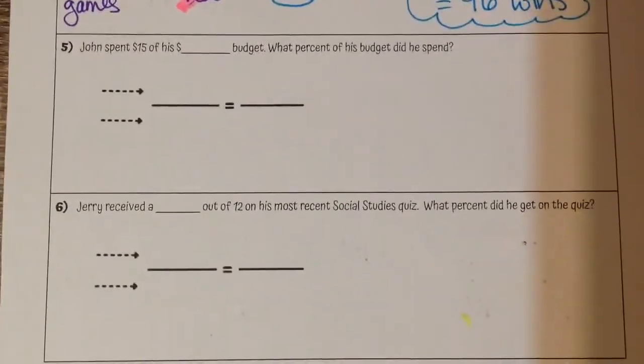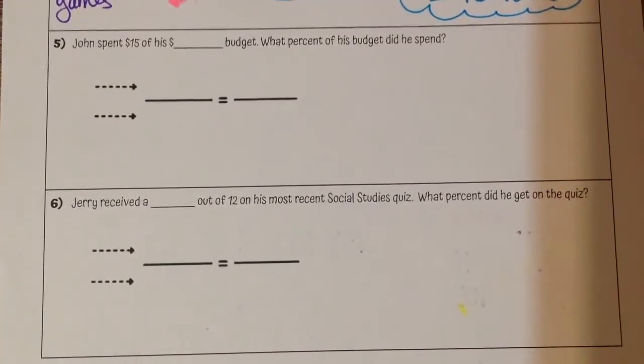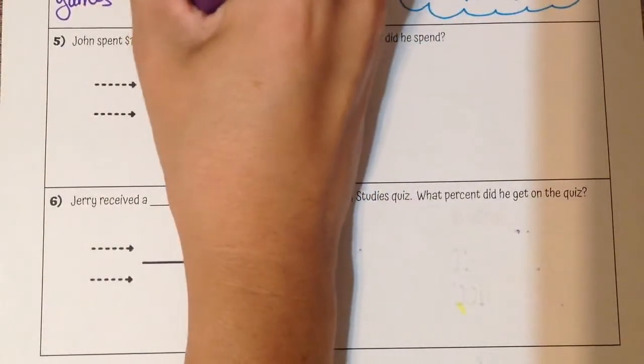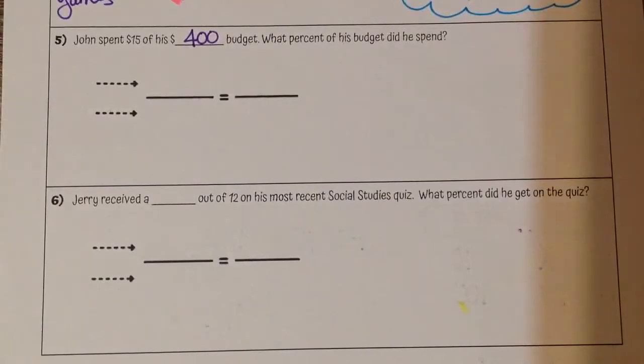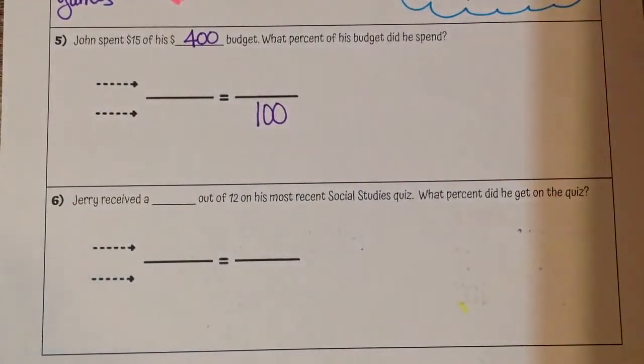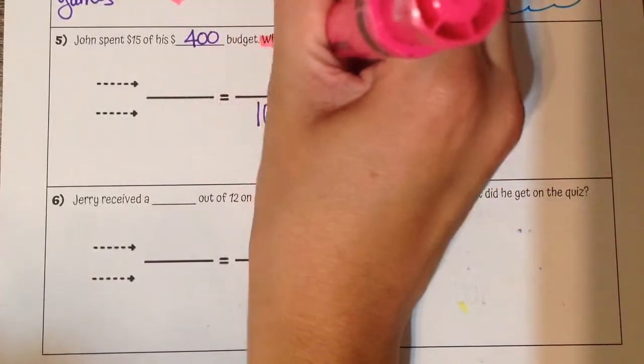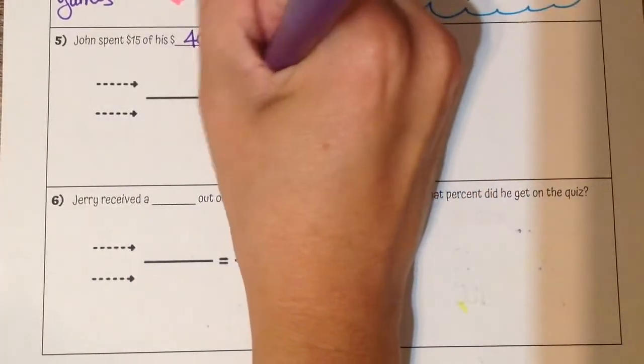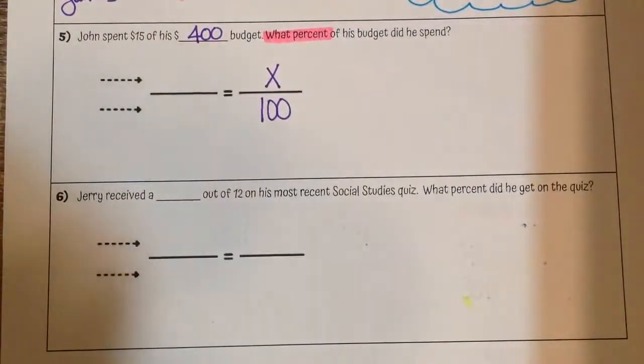Let's try another. It's one of those things, the more you practice, the better you're going to get. John spent $15 of his $400 budget. What percent of his budget did he spend? So again, we know 100 goes at the bottom. And then I always look for the percent sign or the percent word. This time I see the word, and it says what percent, which is telling me I don't know the percent, so my percent is the unknown.